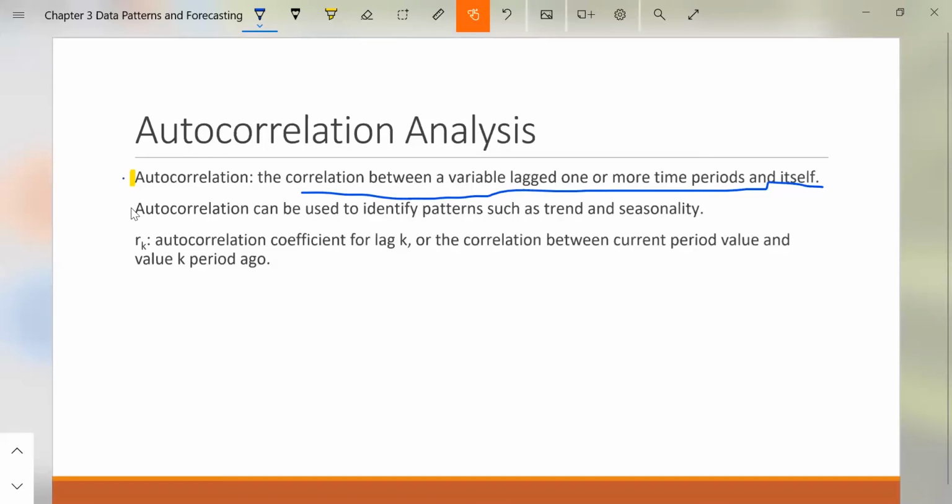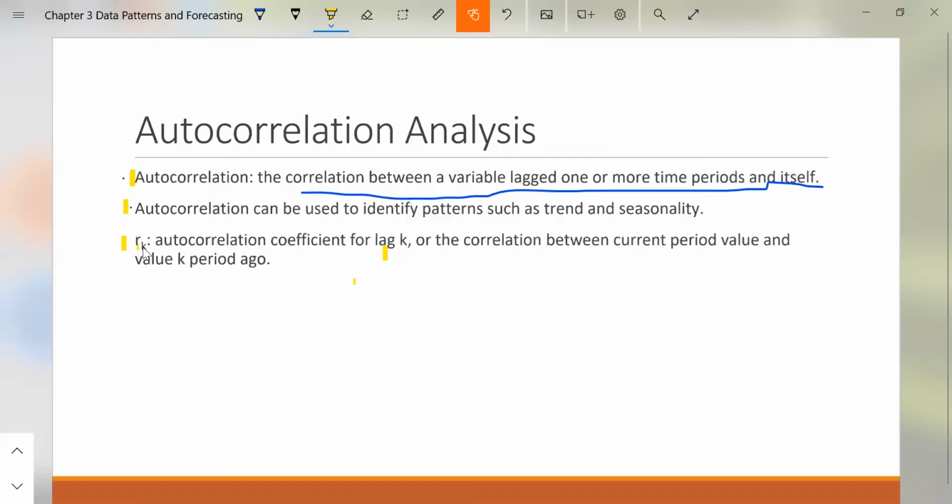Okay, and autocorrelation can be used to identify patterns such as trend and seasonality. Unfortunately, it cannot be used to identify cyclical trend. And we use R with a subscript K to denote the autocorrelation coefficient. And this K denotes the lag. What do we mean by lag? The lag means how many periods you want to go back.